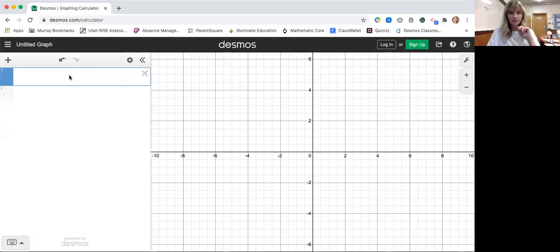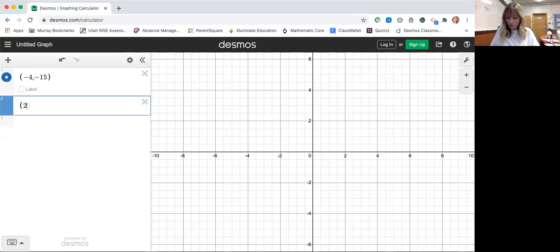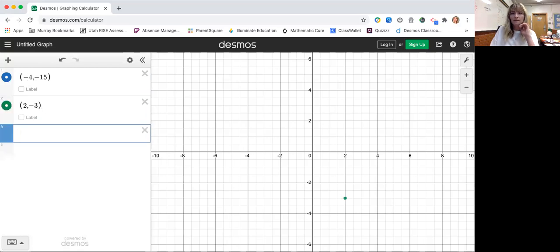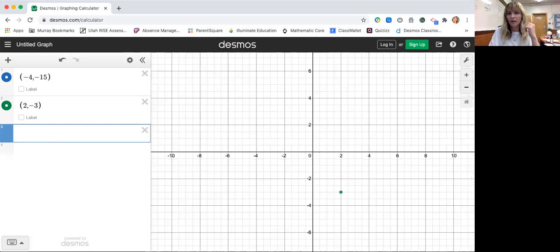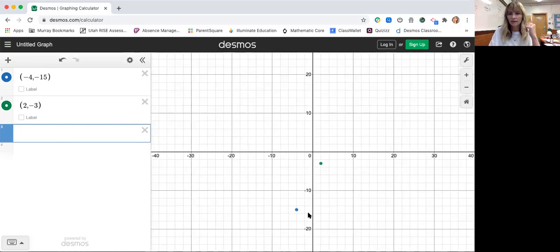So when you're in Desmos, what you can type in is the original ordered pairs you were given. So that was -4, -15. And then the other one was 2, -3. And then some people go, oh, I only see one ordered pair. Well, that's because one went out to 15 and our graph doesn't. So if you hit zoom out a couple times, hey, look, I can see it.